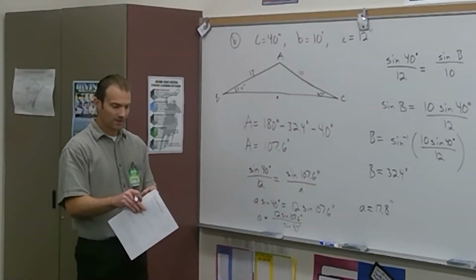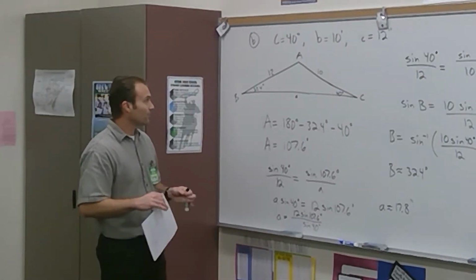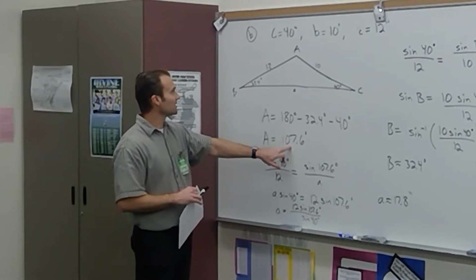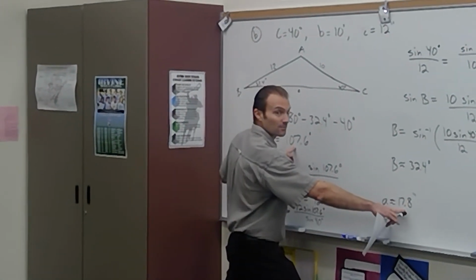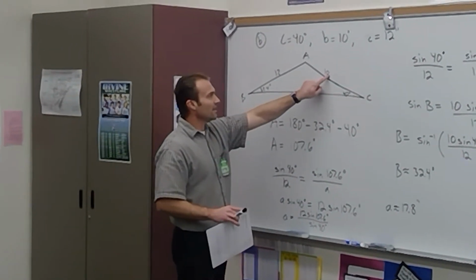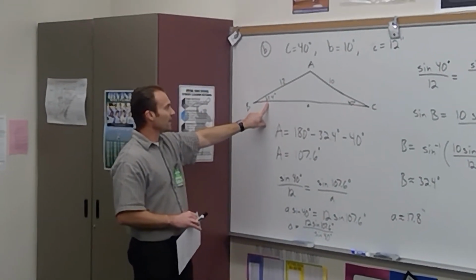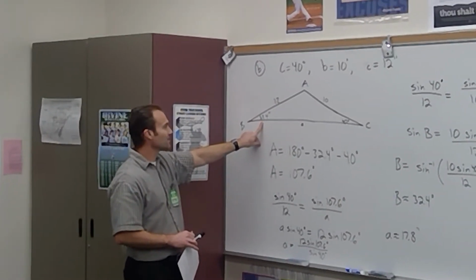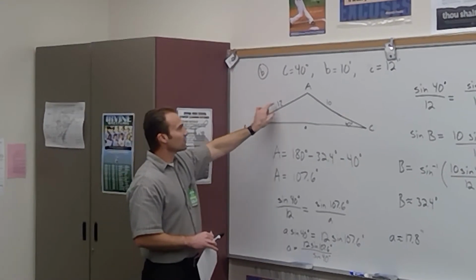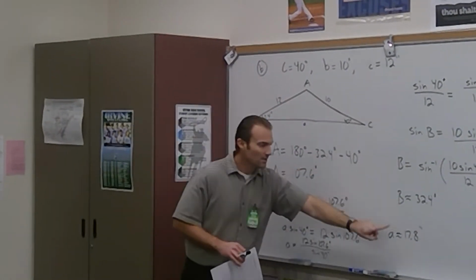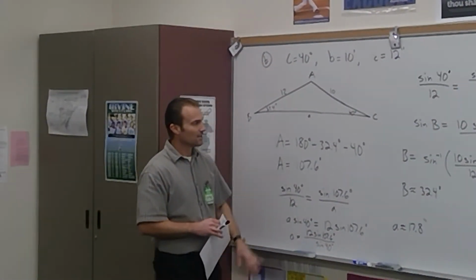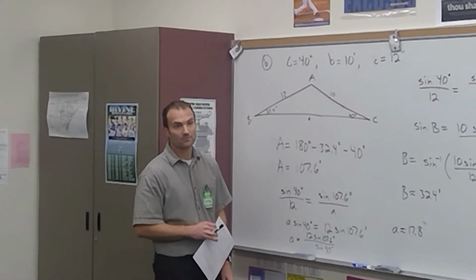Okay, so now our final check. My greatest angle is here, A, 107.6, and it is opposite my greatest side. Correct. My smallest side, 10, is opposite my smallest angle, 32.4, so I pass that. Then I look at my two smallest sides, 12 and 10. Is their sum greater than the longest side? Yes, it is. So I again know that this is a workable triangle.